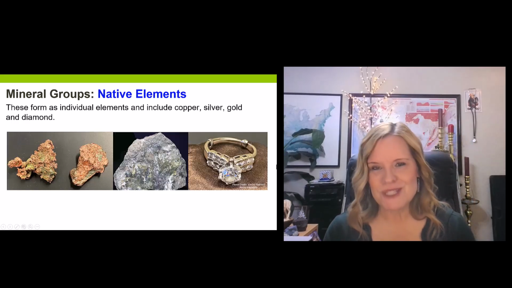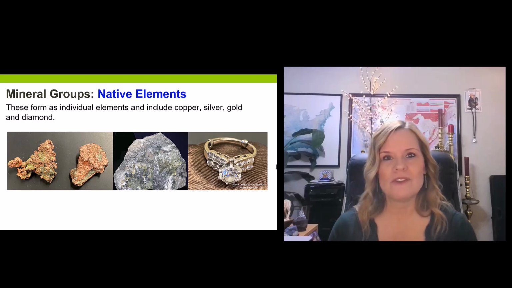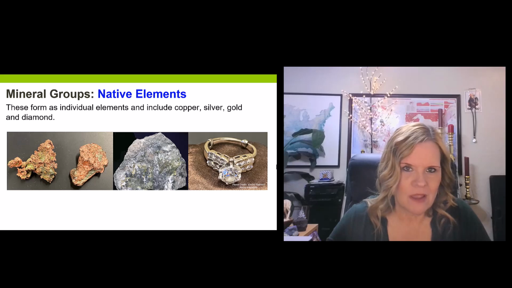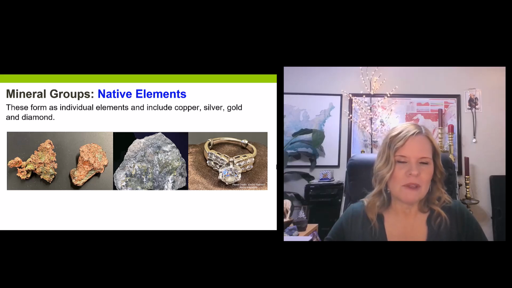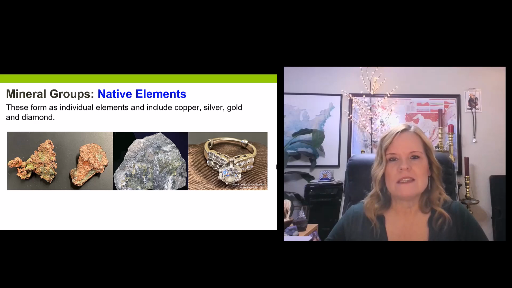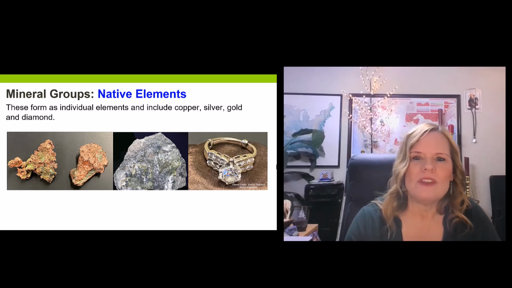So native elements are those which by themselves as individual minerals usually have an intrinsic or an industrial property that makes them attractive for monetary purposes. And you see copper on the left, the rock in the middle contains silver, and then you see my wedding ring on the right, which would have both gold and diamonds. So these would be examples of native elements.